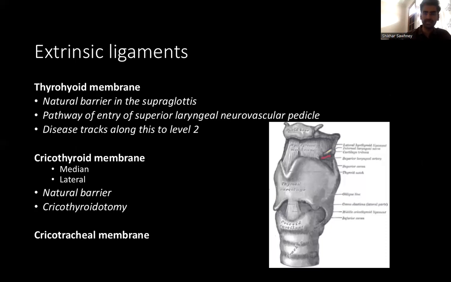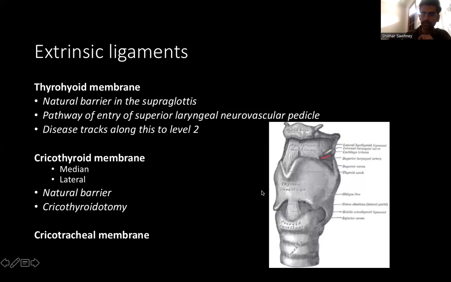Extrinsic ligaments are pretty self-explanatory. The thyrohyoid membrane goes from the hyoid bone to the thyroid cartilage. It is a natural barrier again in the supraglottis. The superior laryngeal neurovascular bundle pierces this thyrohyoid membrane, and this is of clinical importance, as disease in the supraglottis may track along this neurovascular bundle towards the carotid bulb or the level 2 region.